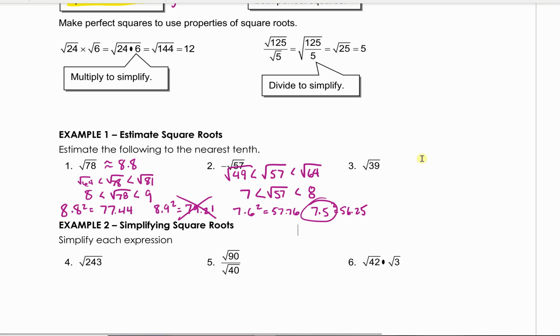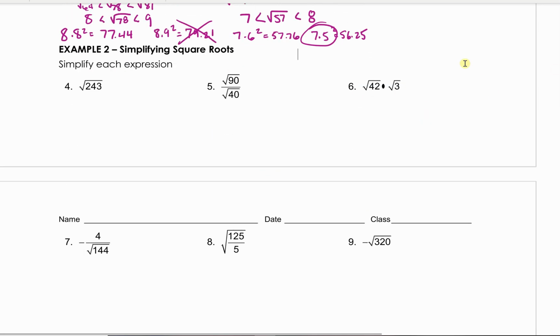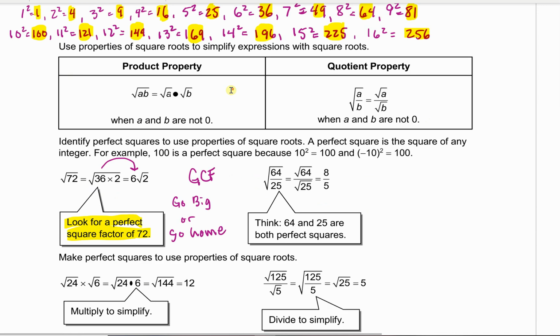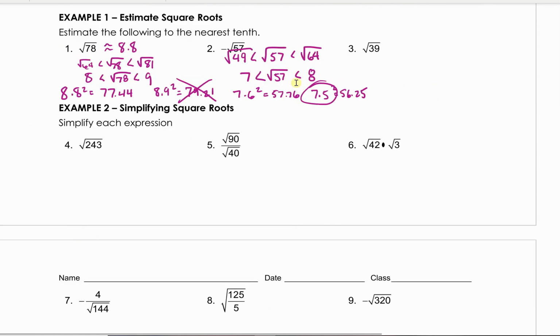This estimating stuff, we're not going to do too much of it. It's just to give you an idea of where these things lie in terms of their values on a number line. What's more important is this stuff here, simplifying the square roots. So let's see, 243. 243 is not a perfect square, because if I go back up here and look at it, we go from 225 to 256. So 243 is not perfect. But does it have a perfect square factor? I'm just going to start trying some perfect squares.